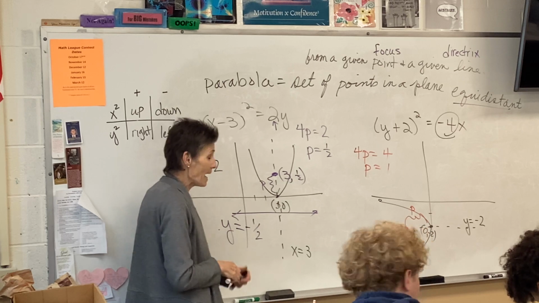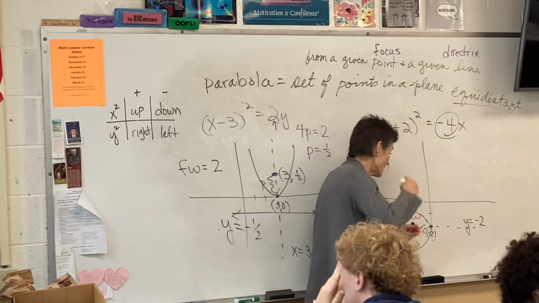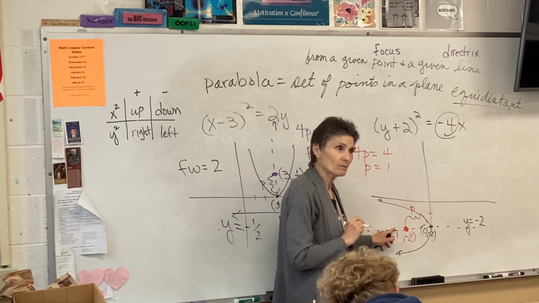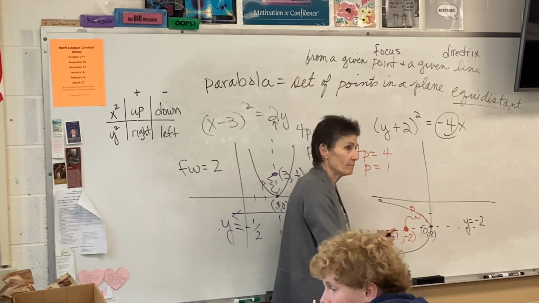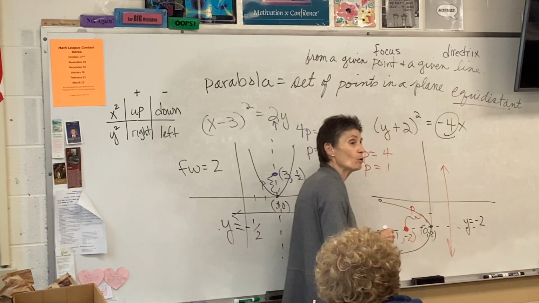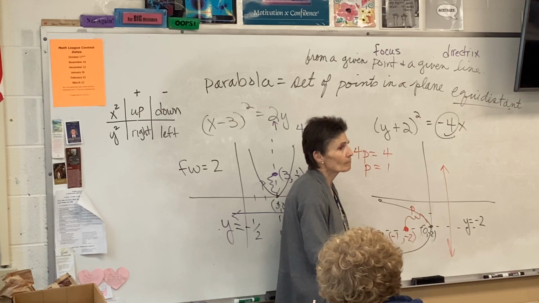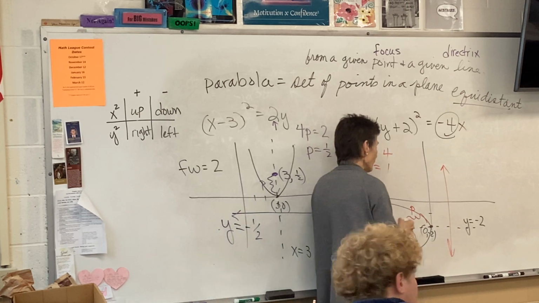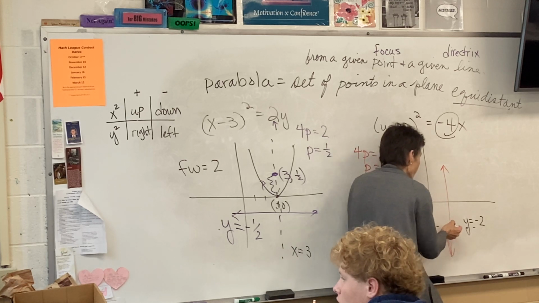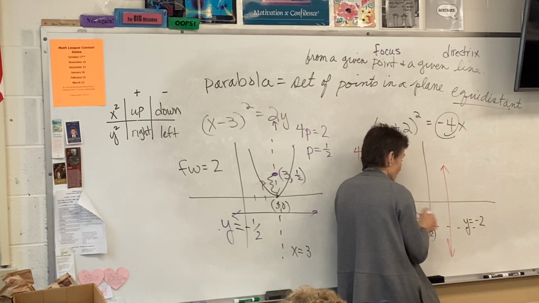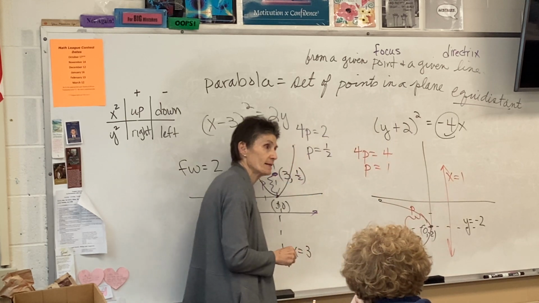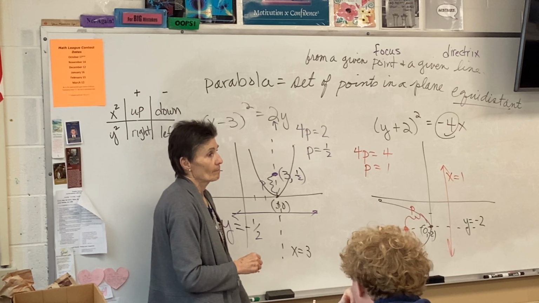All right? Now, if I back up 1 to get the focus, then how will I get my directrix? Right 1. It is a line, so it will be an equation. What will be the equation of this line if I came forward 1? X equals 1. Love it. Perfect. Beautiful. X equals 1.